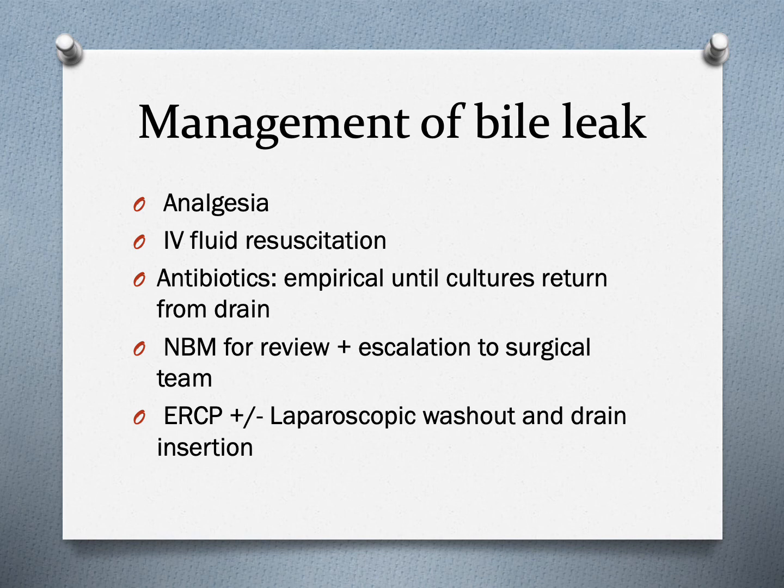I guess the issue with bile leaks is that because there's a defect in the biliary drainage system, the bile will leak out into a lower pressure area. So that is usually the abdominal cavity. In order to redirect the flow, you can put a stent into the biliary system via ERCP.